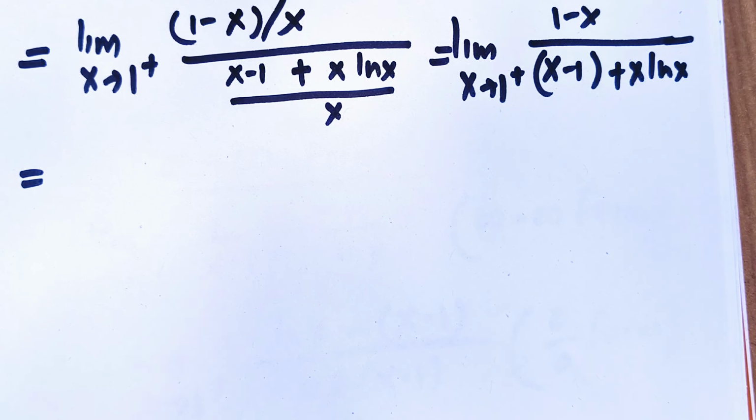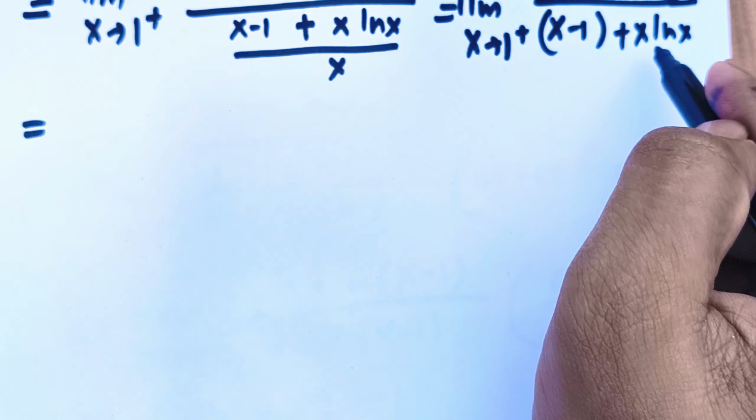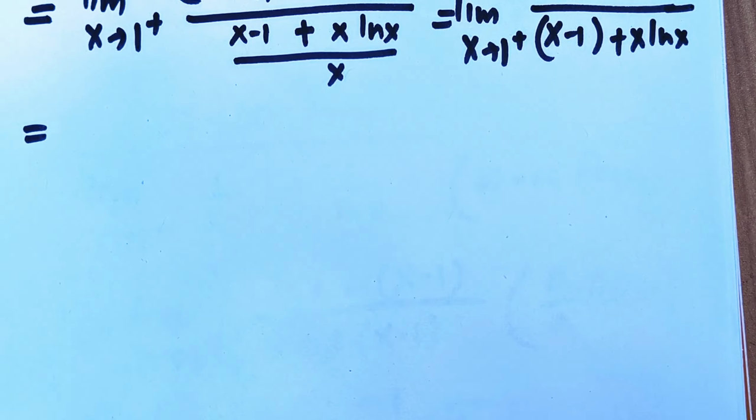Now put x as 1, we have 0, this is 0, this is also 0, so 0 over 0 form. Let's apply L'Hopital rule again.